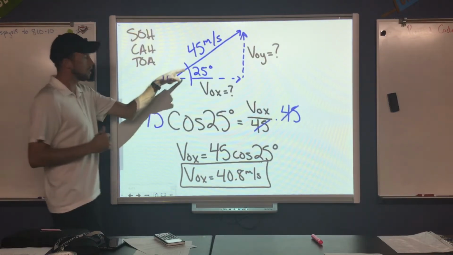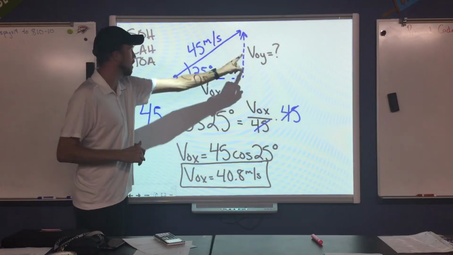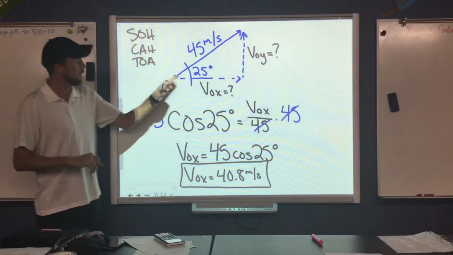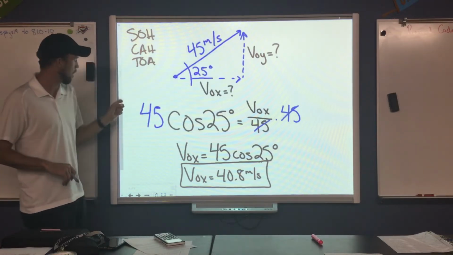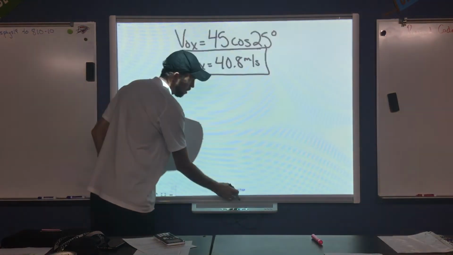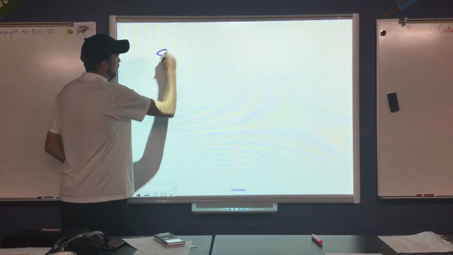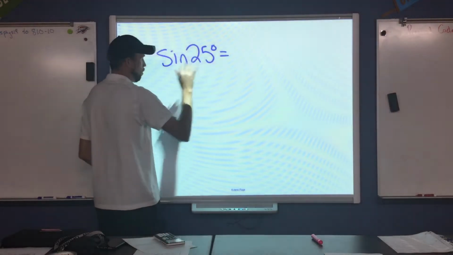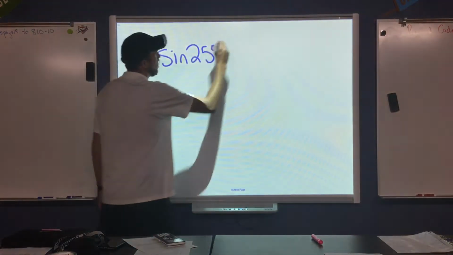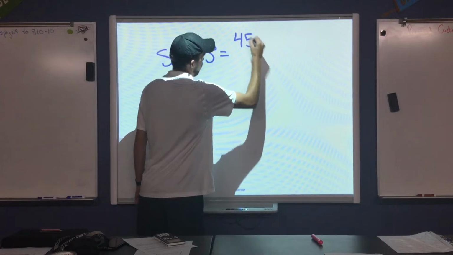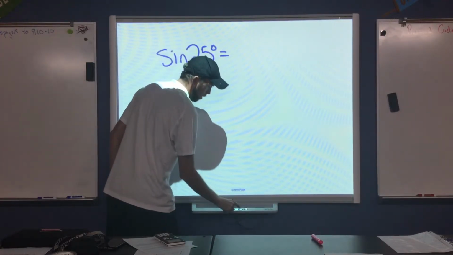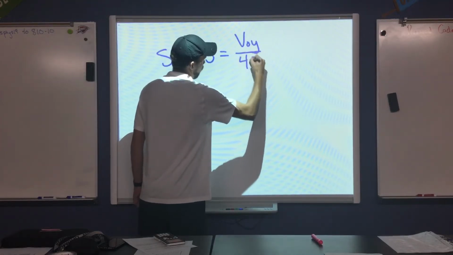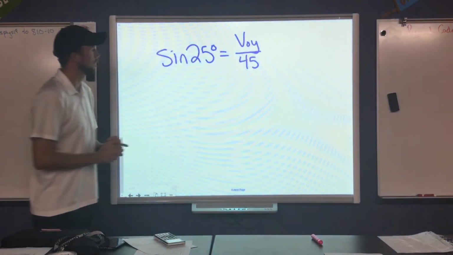But because that y direction is opposite or directly across from my angle, I'm going to have to use a different function. Here, I would go ahead and use sine. It relates the opposite side to the hypotenuse side. So I'll write that out here. Something like sine of our angle, 25 degrees, is equal to, oh gosh, no, my apologies. Initial velocity in the y, which is opposite, over 45, which is our hypotenuse. Almost made a mistake there.